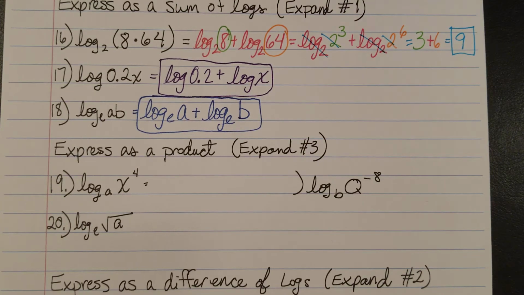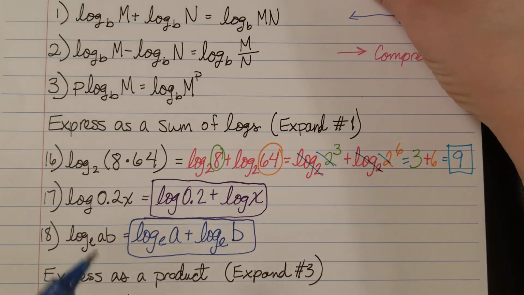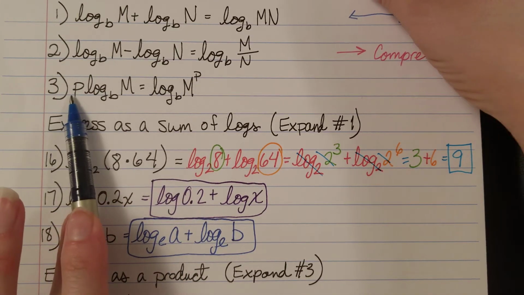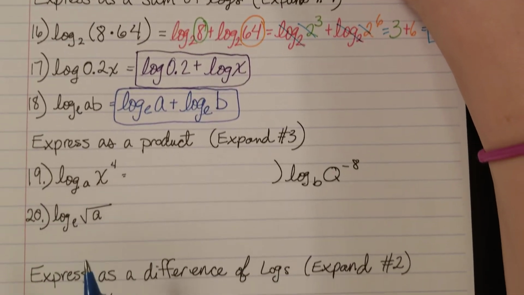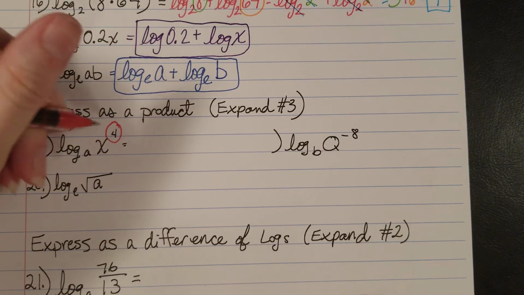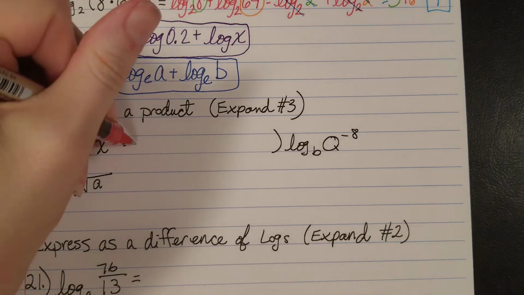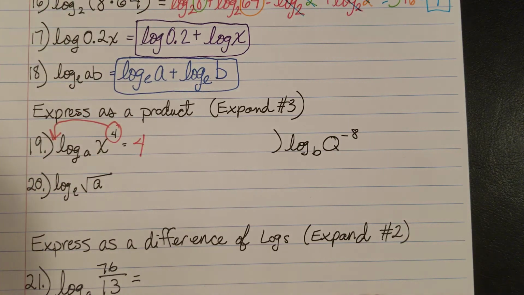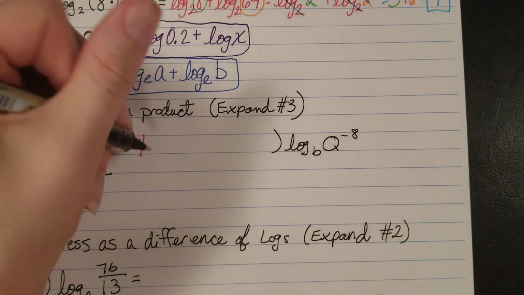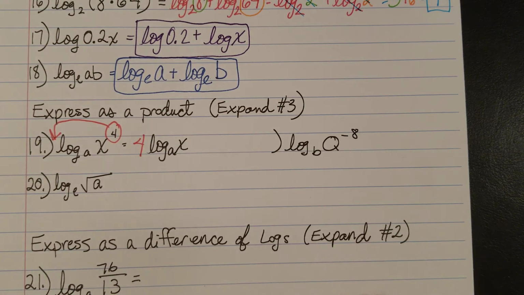And then next, we have some where we are using the third property, which is basically we're just going to take the exponent and move it into the front and make it into a coefficient. So log base A of x to the 4th power is the same thing as 4 times log base A of x.